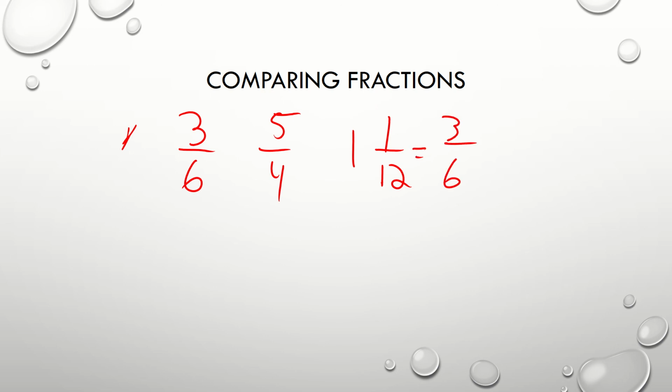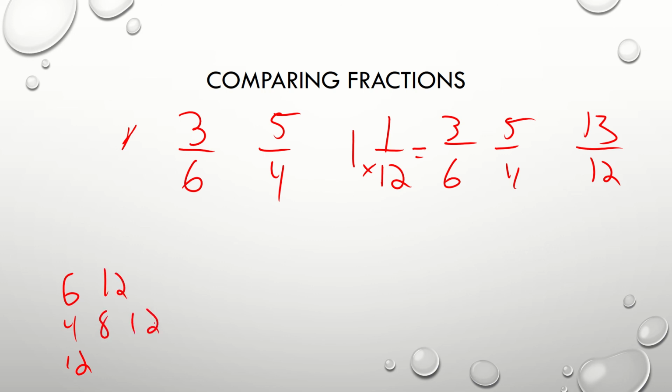So we have 3 over 6 is normal, 5 over 4, and then this one I'm going to go 1 times 12 is 12 plus 1 is 13 over 12. All right, now what I'm going to do is on the bottom here, I'm going to write 6, 4, and 12, and I'm going to list common multiples. So I'm going to go 6, 12 here, 4, 8, 12. What do you guys notice? 12 is our common denominator.